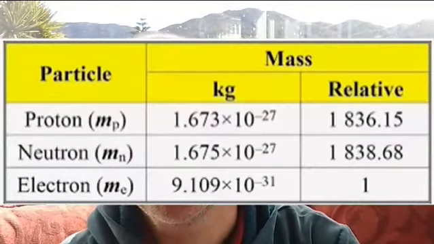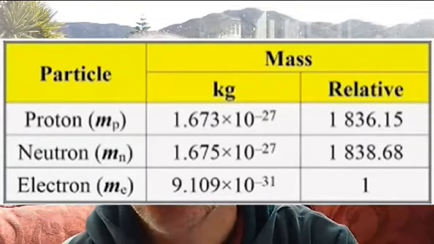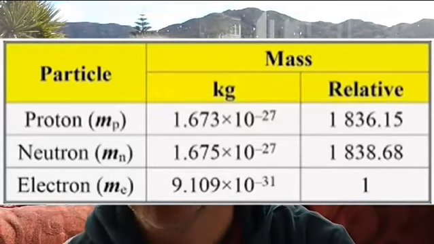However, if you actually look at the masses of an electron and the masses of a proton and a neutron, protons and neutrons are interchangeable through beta plus, beta minus radioactive decay.